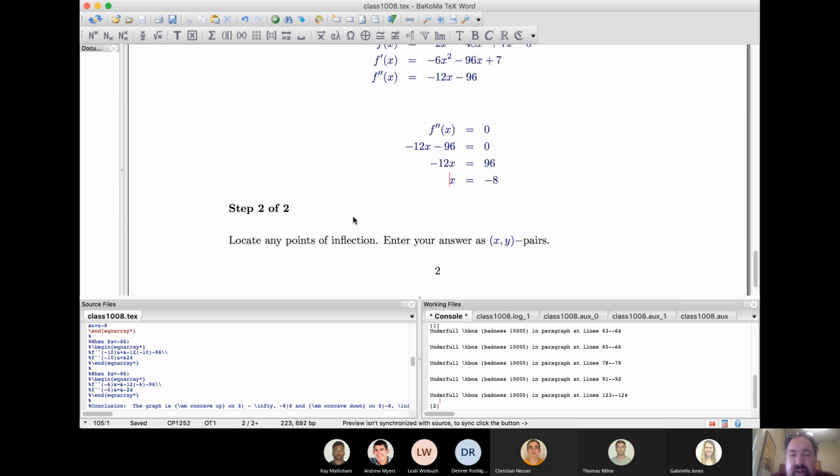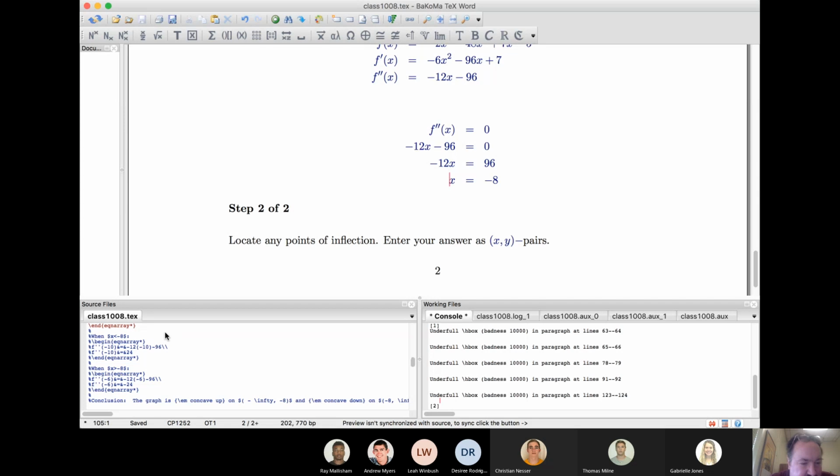Okay, so what is a point of inflection? How do we know if it's a point of inflection? I said there might be one here. How do we know? If a concavity changes, so if a function changes from concave up to concave down at a certain point, in this case possibly x equal -8, then that would be an inflection point. So what you do is you check on either side of -8. You pick x values on either side and plug them into the second derivative to see if it's positive or negative.